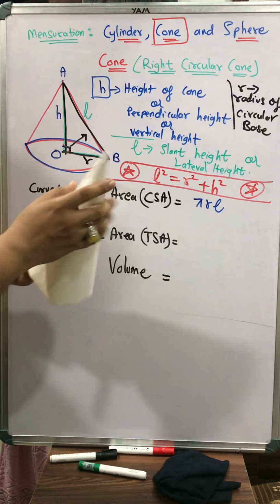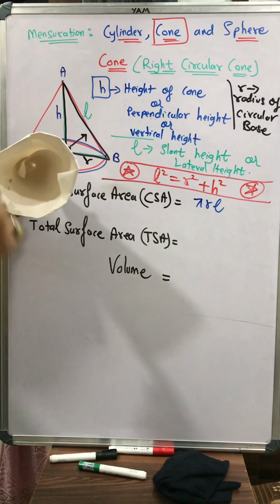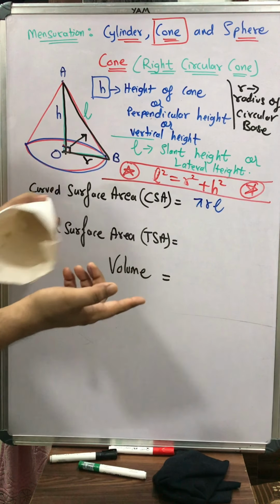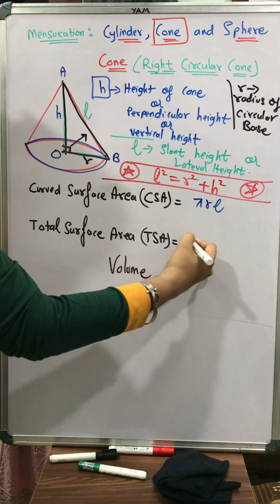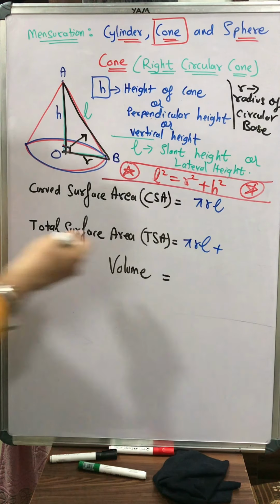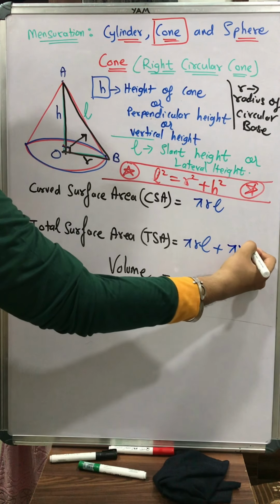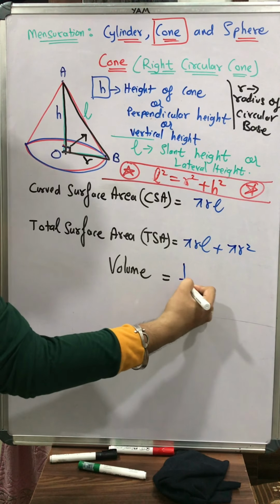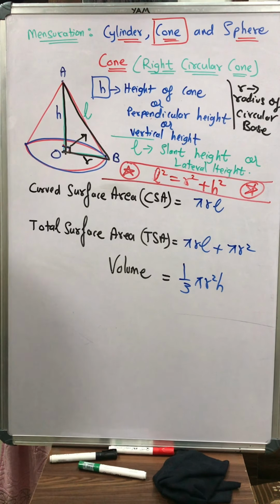Now total surface area. In total surface area, the curved part will come plus the base will come, and the base is a circle. So what is the area of the circle? Area of the circle is pi R square. So students, here in total surface area first we will copy this as it is, the curved surface area, which is pi RL, plus extra, what is the extra? The base circle, so pi R square, area of circle. Okay, volume of the cone is 1/3 pi R square H. This is the formula. Hope you all understood each and everything, students.